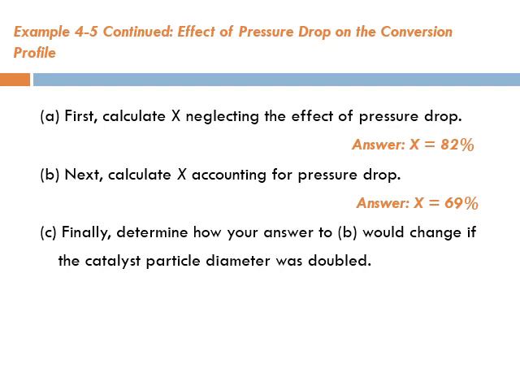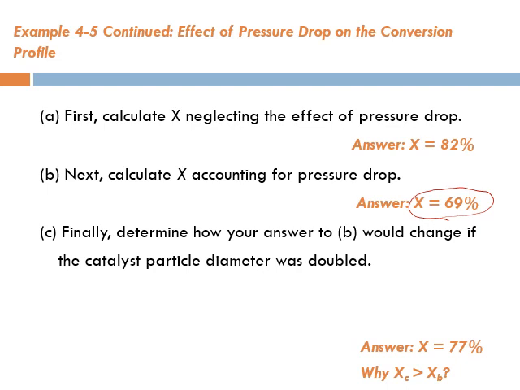Then there was a third requirement, which was finally determine how your answer would change if the catalyst particle diameter was doubled. So what would happen to X if I double the particle size? Of course, I'm not going to use more catalyst. It's the same amount of catalyst inside the reactor. Only I'm going to use larger particles instead of the smaller ones. Of course, we solved that as well, and the answer was 77%, right?